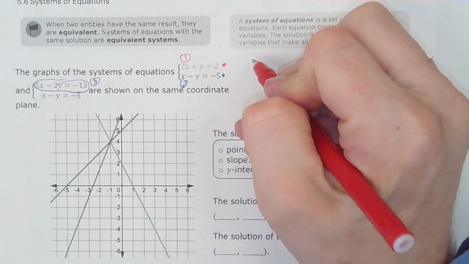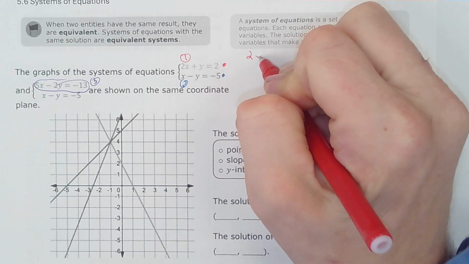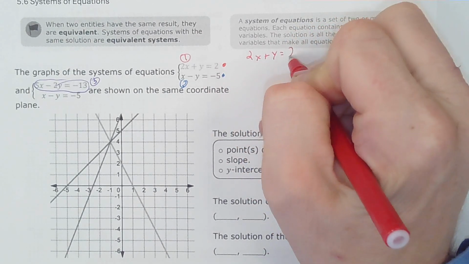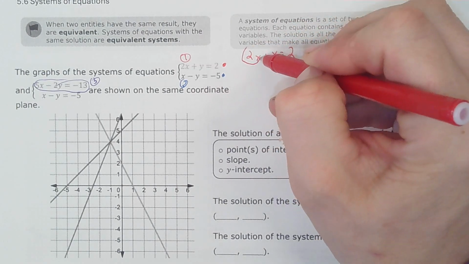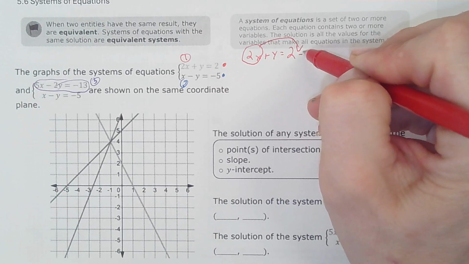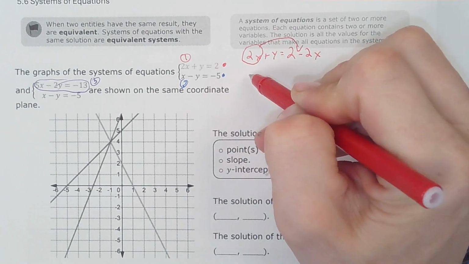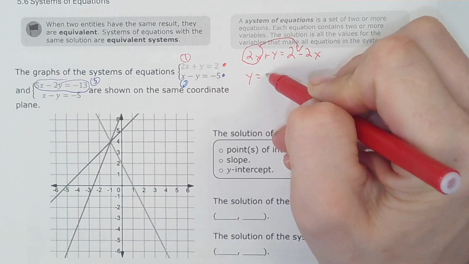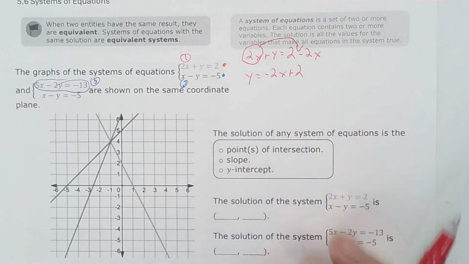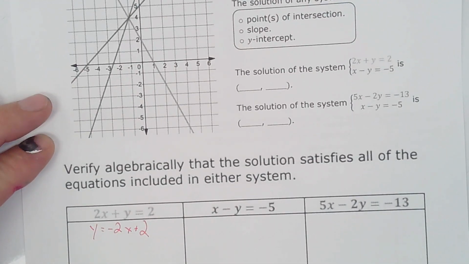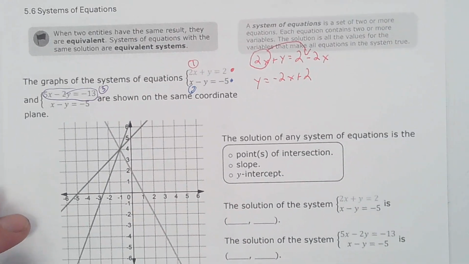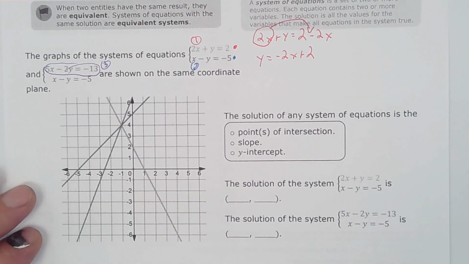Very good. All right, so we have slope intercept form. We have 2x plus y equals 2. The easiest way to get there is y equals something. So we're going to move that 2x to the other side and make it negative 2x. Right? So y equals negative 2x plus 2. Let's go ahead and recopy that down into the bottom left-hand block for your red equation. y equals negative 2x plus 2.